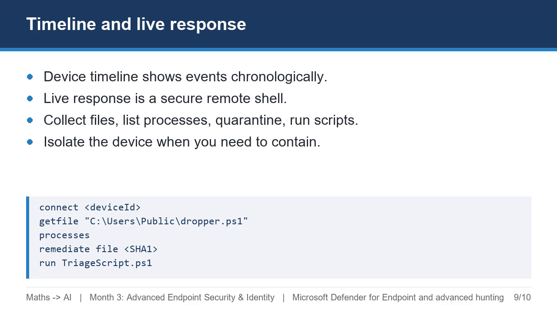For hands-on investigation, you have 2 great tools. The device timeline gives you a chronological stream of everything that happened on a machine, perfect for reconstructing an incident. And live response gives you a secure remote shell straight into the endpoint. From there you can collect a suspicious file as evidence, list running processes, quarantine a file by its hash, or run a triage script from your library. And when you need to contain, you can isolate the device from the network with a single action.